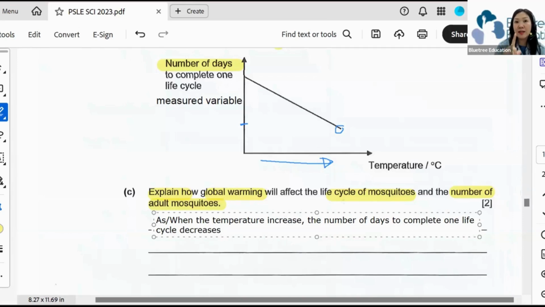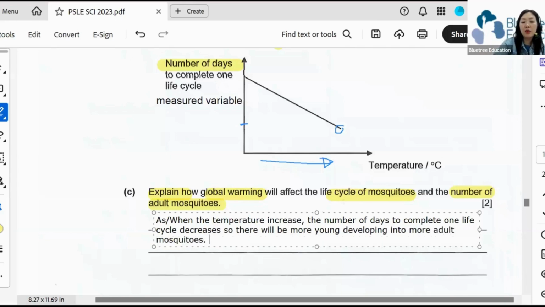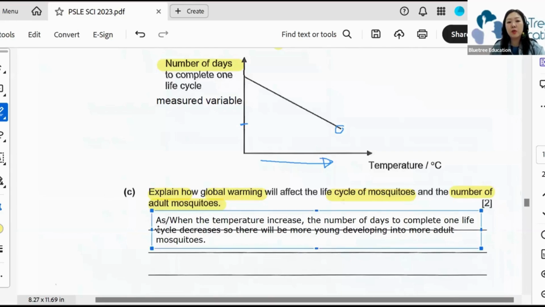Now, I've already answered, children, the first one. Okay, I've already answered the first one. Now, they ask you how, you have to explain, right? Okay, so you go on and you talk about the number of adult mosquitoes. So there will be more young, okay, developing into more adult mosquitoes. And that is my number 2. Ta-da! And there you go. Okay, you get 1 mark for this, right? So I think that most of you should be able to do this.